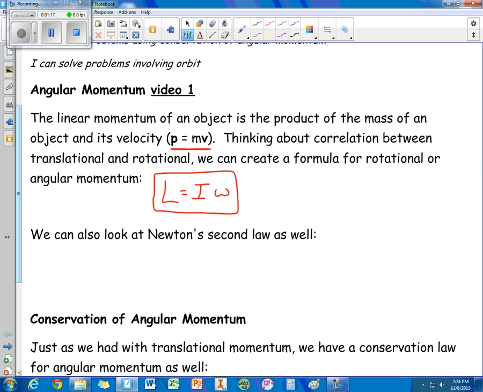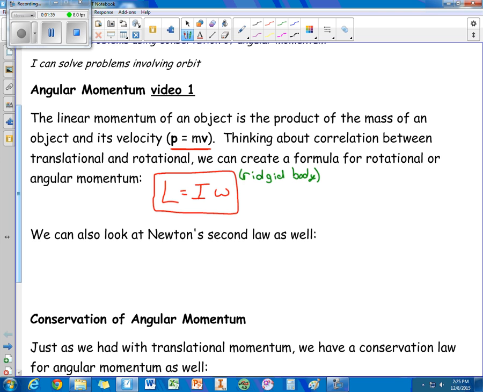Now, something with this. This formula is only for a rigid body. So this formula only works when we have something like a disc or a ring, something that's not going to stretch when it's being rotated. So this will not work for pizza dough.